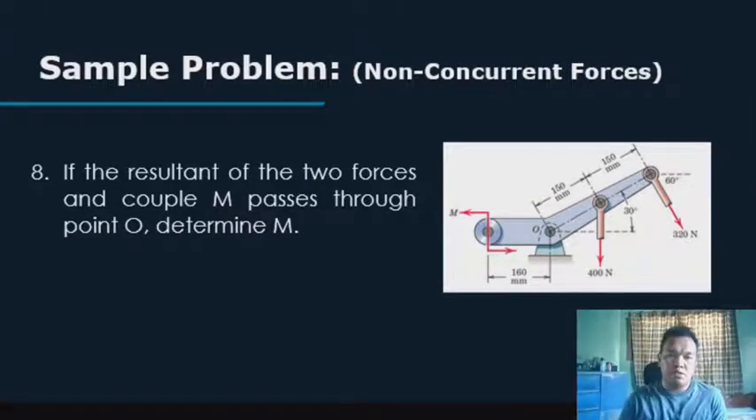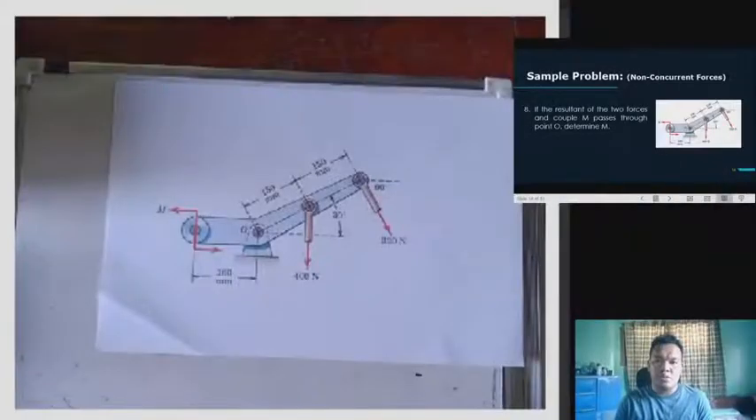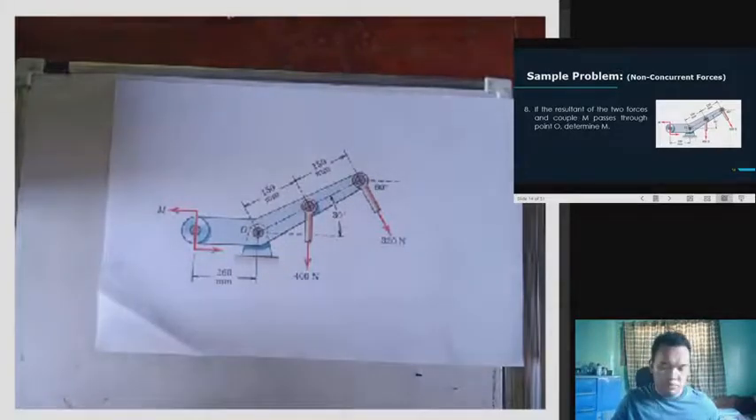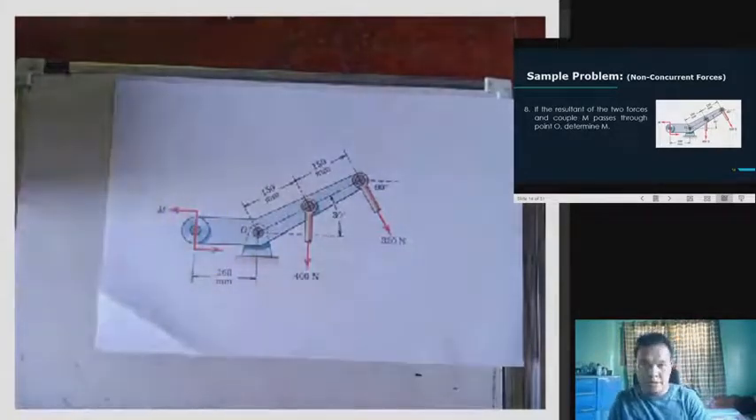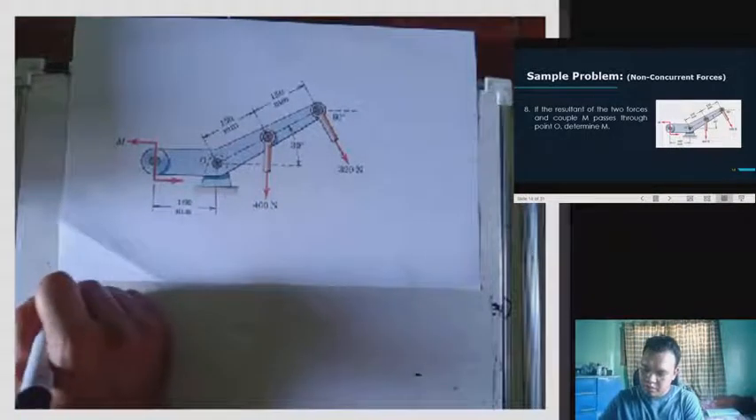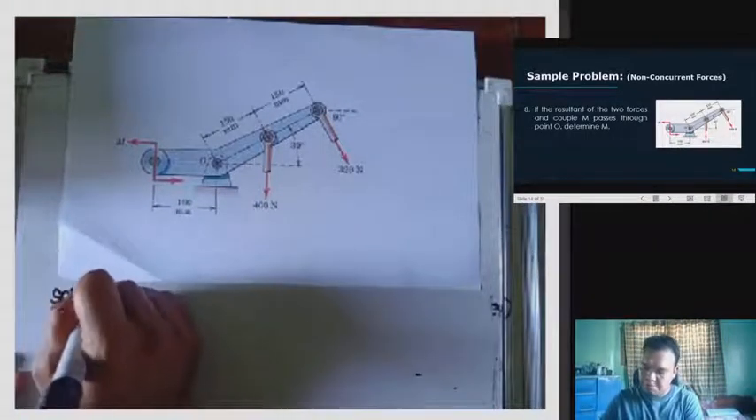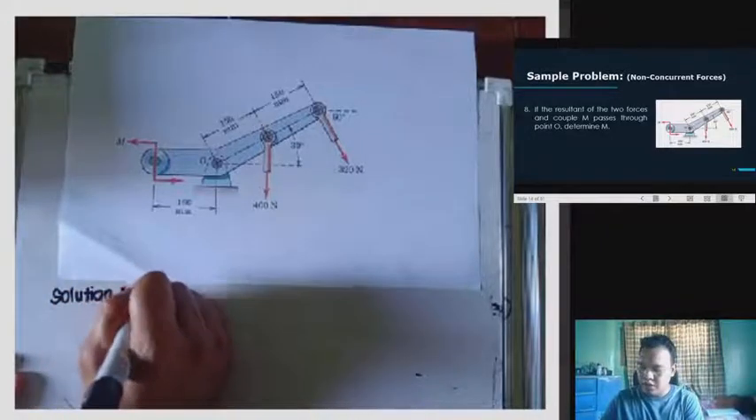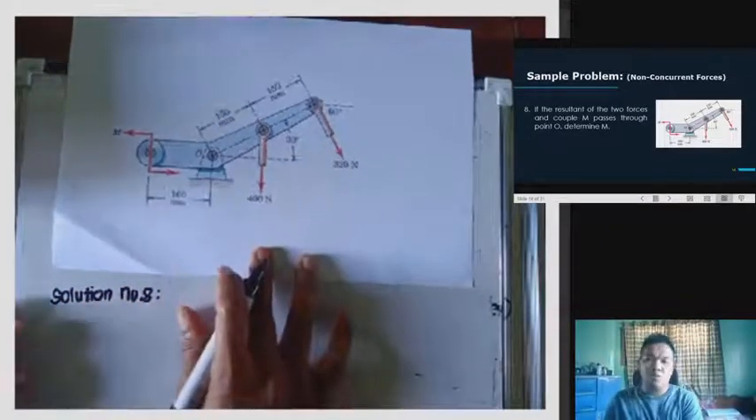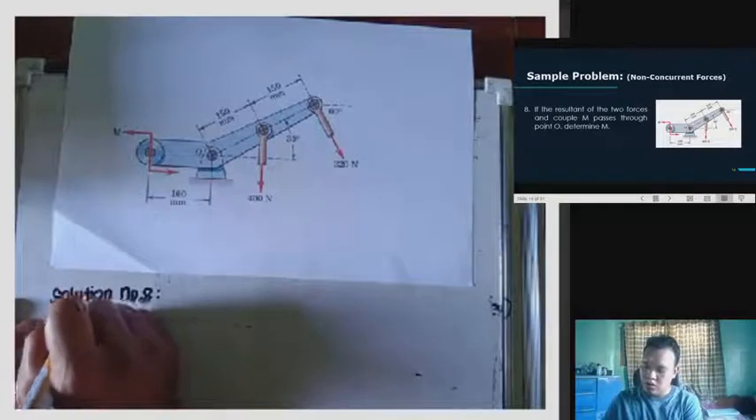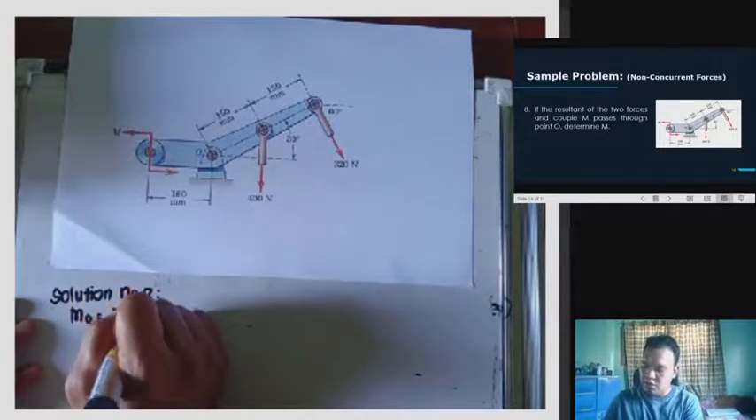Okay, so to get the value of M, mag-moment lang tayo dyan sa point O na yan. Dito sa point O na to. So, solution number 8. We have here moment at O is the summation of moment.